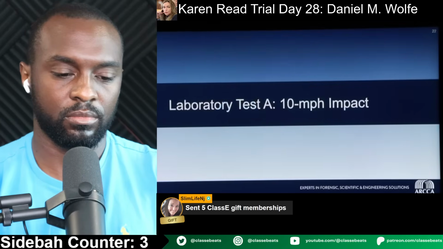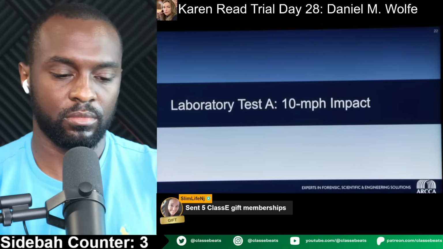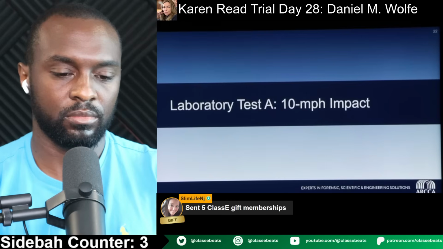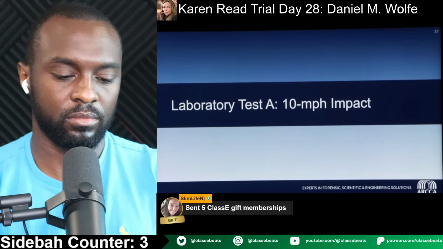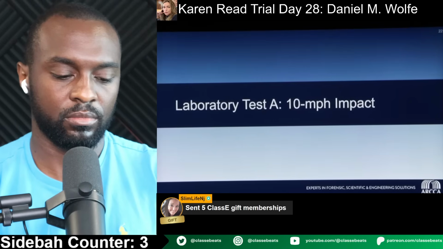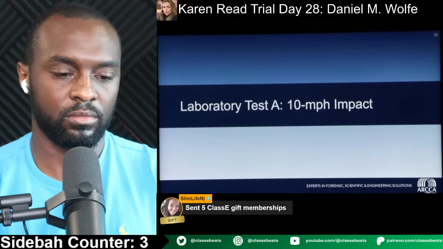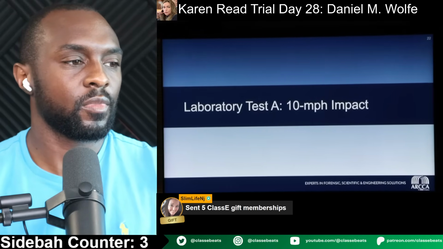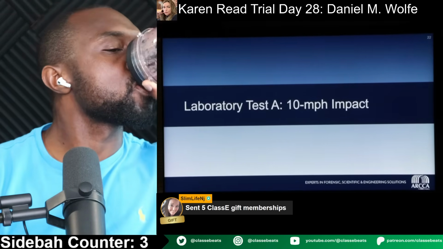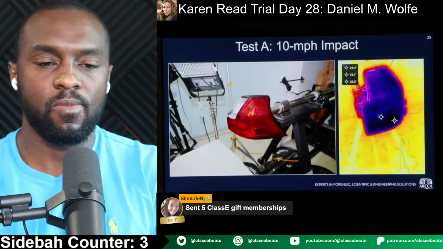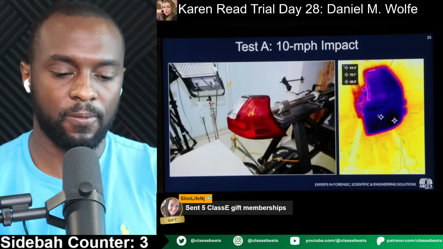Test A. Describe Test A for us, please. So you're going to see a series of photographs and then videos. But Test A was mounting a preconditioned taillight on that linear impactor to accelerate it into the hybrid 3 arm to, again, evaluate the damage to the taillight and the acceleration to the arm. Let's move to the next slide, please.